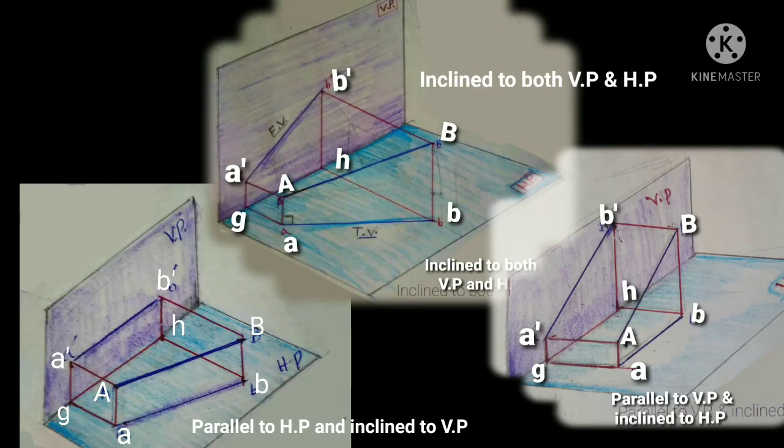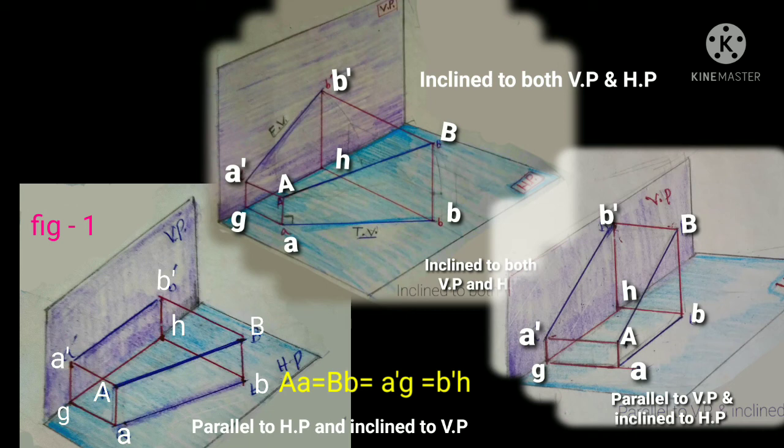We will learn in this video the projection of a line when it is inclined to both the HP and VP. First of all, we will try to understand the three-dimensional image of a straight line in different conditions. Figure 1 shows that the line is parallel to HP and inclined to VP, so the perpendicular projection lines with HP are equal. That means capital A, capital B, small a dash g, small b dash h are at equal distance.